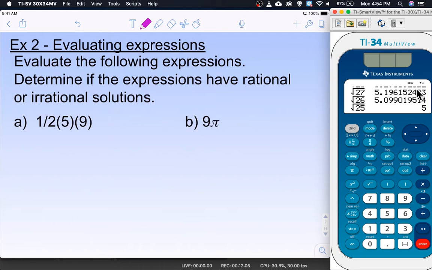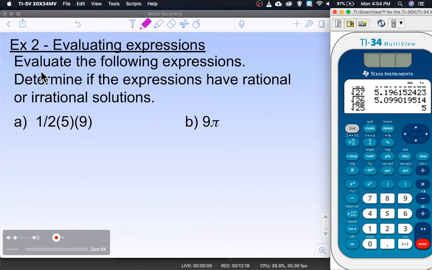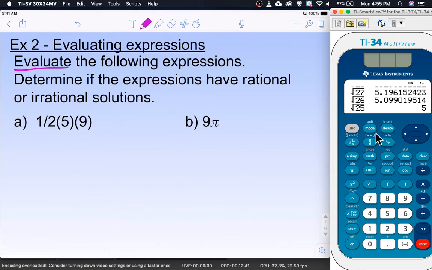Example 2. Our second skill is now instead of just being given a simple number and figuring out if it's rational or not, we're going to be given an expression. So we are going to evaluate the expressions. Evaluate the following expression. That means do the math, simplify, figure out what that number is as a decimal or as a fraction. Then determine if the expressions have rational or irrational solutions. So basically, I want to figure out, is this number here a rational or irrational number?